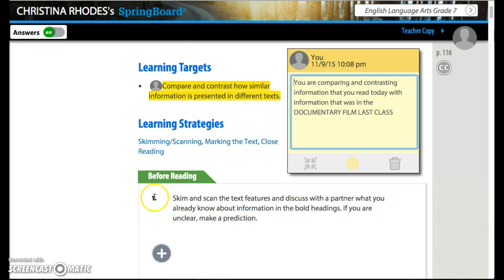Under before reading, put your finger on number 1. It says skim and scan the text features and discuss with a partner what you already know about information in the bold headings. If you're unclear, make a prediction. Remember, text features are the headings, the graphs, the pictures, the references at the bottom. So what do you know about the text features? Discuss that with a shoulder partner before you skim and scan. So go ahead and discuss with a partner what you already know about the text features.